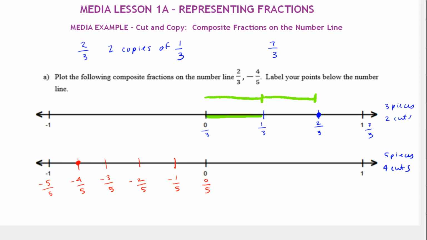And to make a diagram like we did before, that would be -1/5. So -4/5 would be 4 copies of this length. So 1, 2, 3, 4. -4/5 in the negative direction.